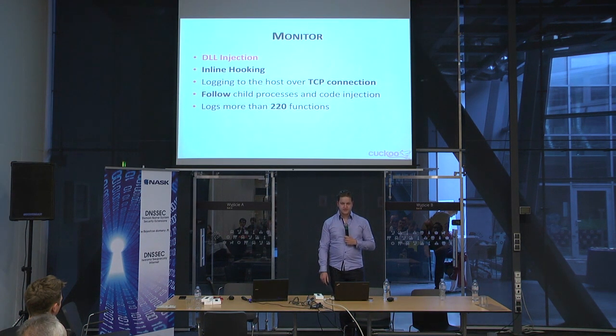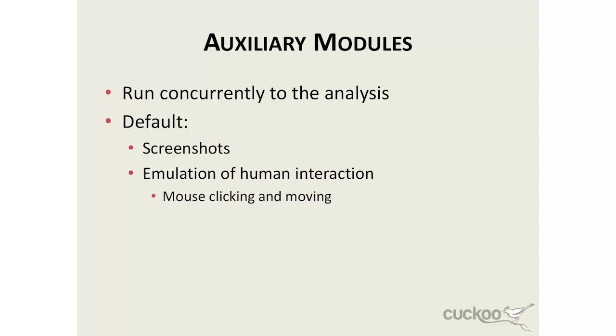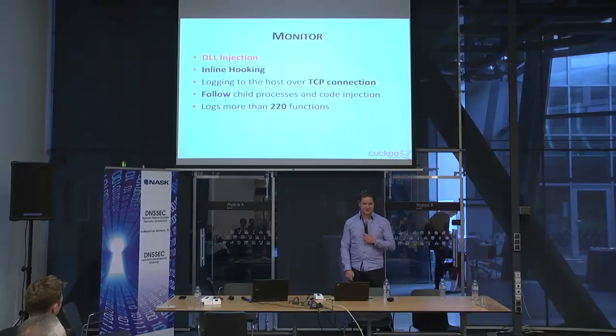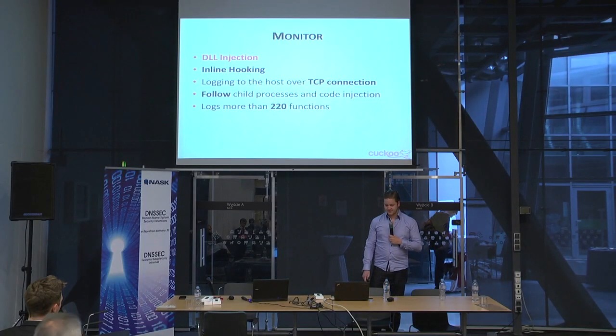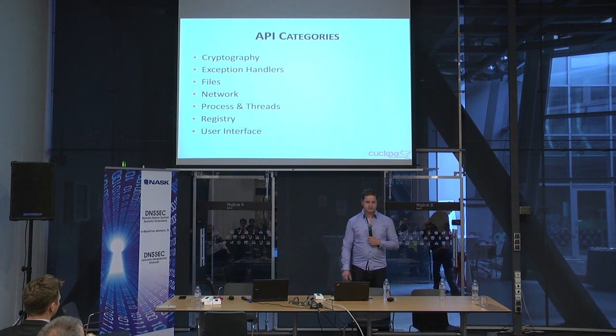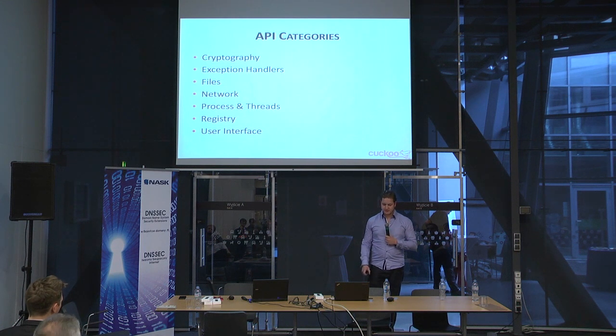So the monitor is the low-level thing which I develop mostly. It does the DLL injection, and then it hooks various functions, a bit more than 220 at the moment. So this is used to capture all the Windows functions that are being used, which you can then see back in the report. And basically, a bunch of low-level stuff, which is kind of funny, but I'm not going to go into too much detail today. A few API categories. So 220 functions is quite some. So we have a few categories.